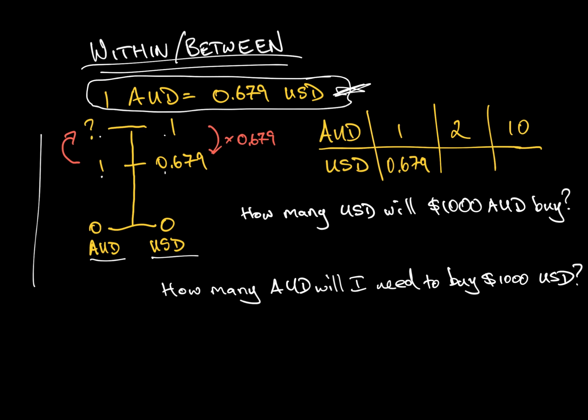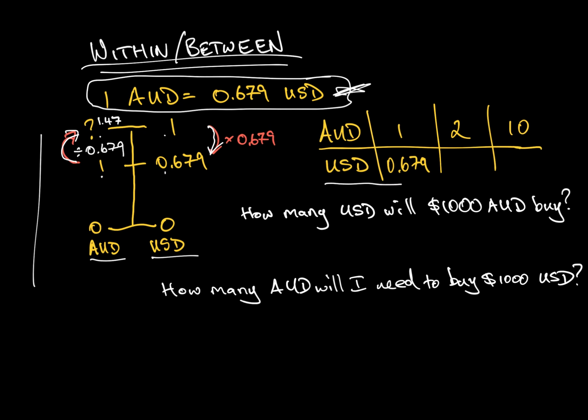Our within-between strategy tells us that when we go down here, we're multiplying by 0.679. So if we want to go the other way, we need to divide by 0.679. Popping that into your calculator, 1 divided by 0.679 will give you that 1 US dollar is about 1.47 Australian dollars. So I can pop that in there, 1.47 Australian dollars is 1 US dollar.